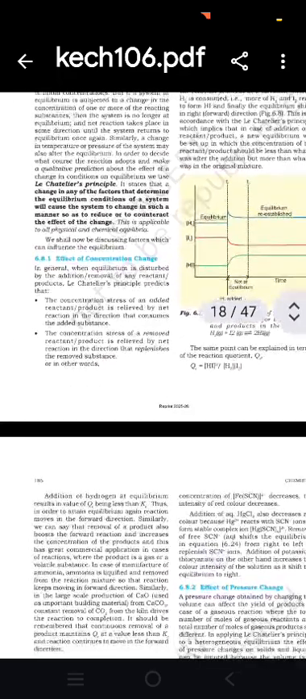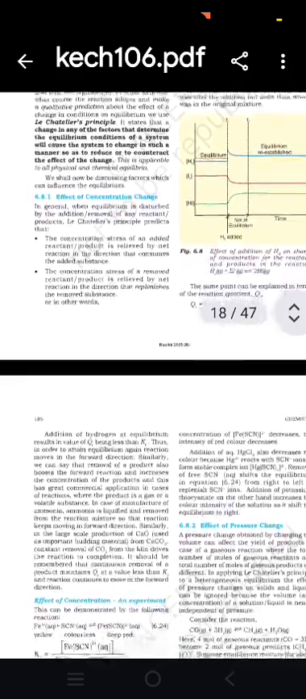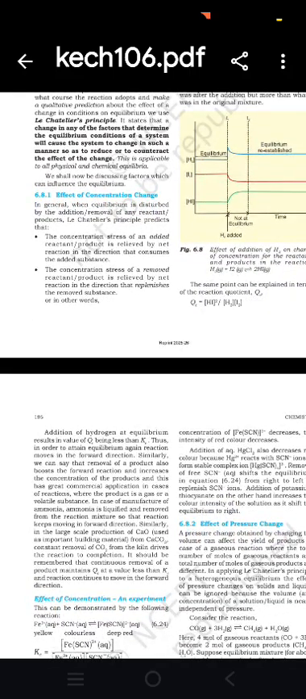The effect of concentration changes. The general points of the Le Chatelier principle follow for the effect of concentration changes. Concentration stress of an added reactant or product is relieved by the net reaction in the direction that consumes the added substance. Concentration stress of a removed reactant or product is relieved by the net reaction in the direction that replenishes the removed substance.